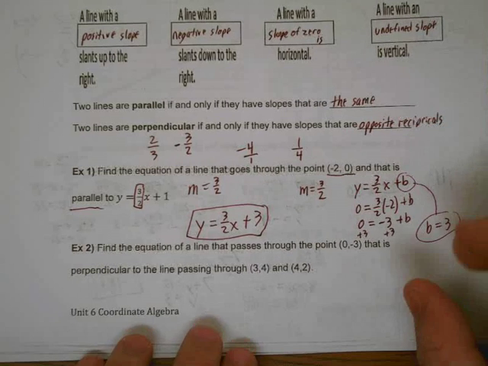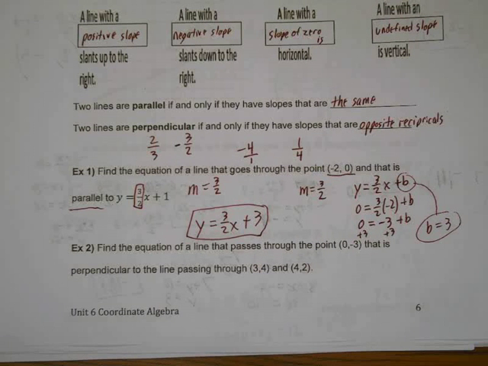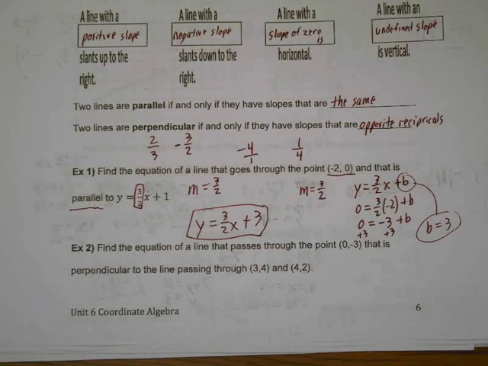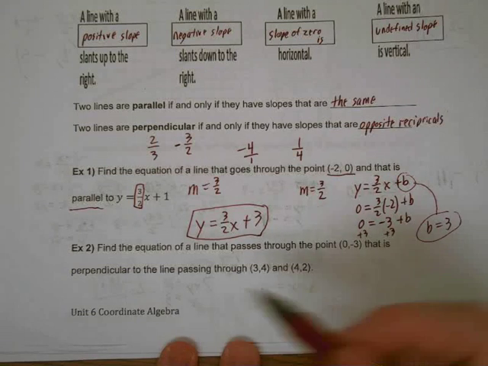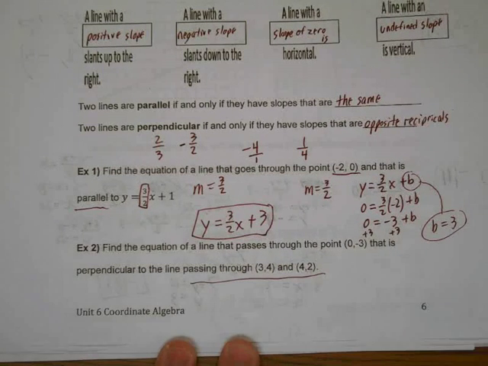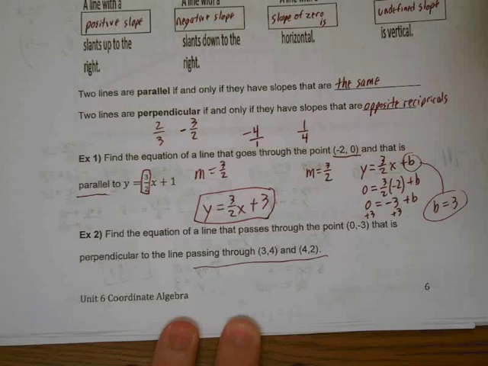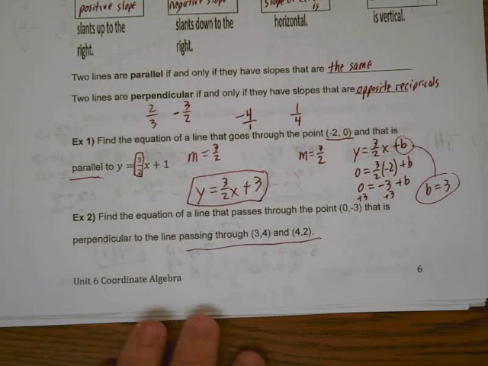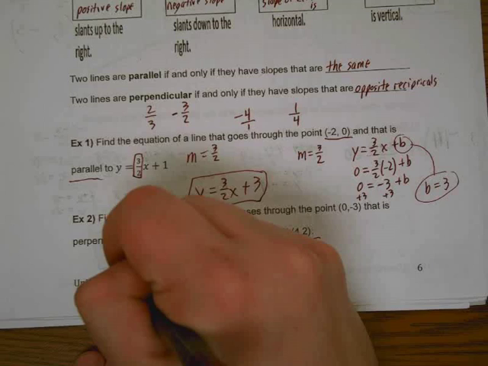Now, in example 2, we're asked to find the equation of a line that passes through the point (0, -3), that is perpendicular to the line passing through the points (3, 4) and (4, 2). Now, notice this time they don't give us an equation, so it's left to us to find our own slope. So, our original line passes through these 2 points. So what we need to do is plug those 2 points in to our slope formula that we had above.